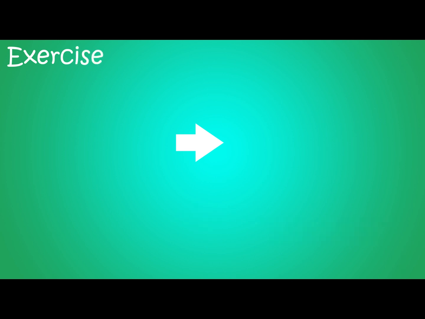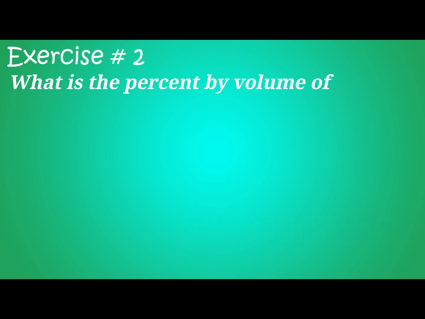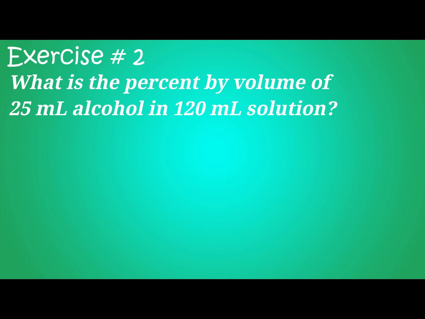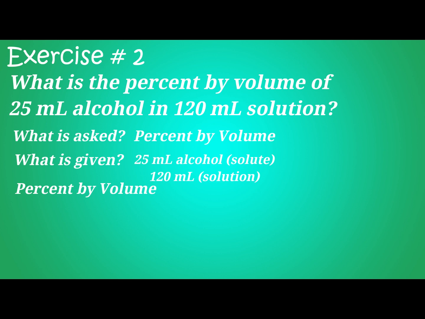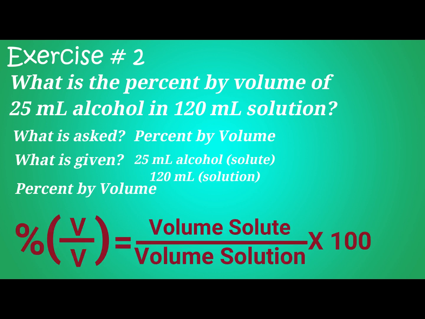Let's do some exercises. What is the percent by volume of 25 ml alcohol in 120 ml solution? Of course, we need to know what is asked and what is given. What is asked is the percent by volume. What is given is the 25 ml, which is the solute, and 120 ml, which is the solution. As we all know, the formula to find the percent by volume is percent by volume equals the volume of the solute over the volume of the solution times 100.